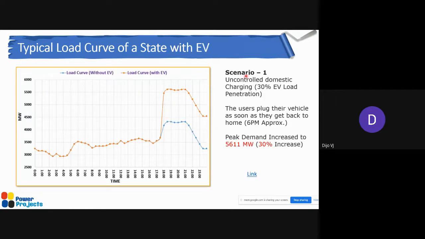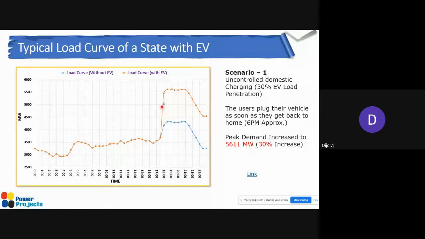But if you take a scenario for electric vehicle charging without any control mechanism, let's assume that all are going for work, and when they come back after work, all the vehicles are charging at the same time around 18 hours, which is 6 o'clock in the evening. So what is going to happen? We assume that 30% EV load is added to it. You can see that this was the original curve, for 4316 megawatt peak requirement. Now the peak requirement is increased to 5611 megawatt.